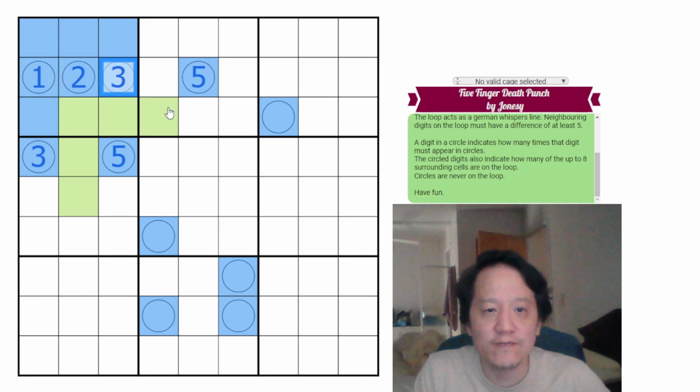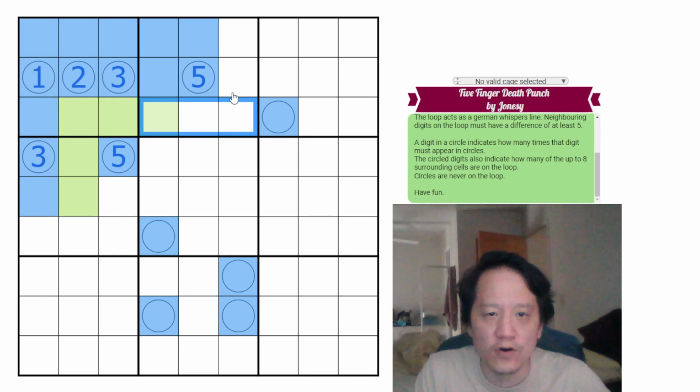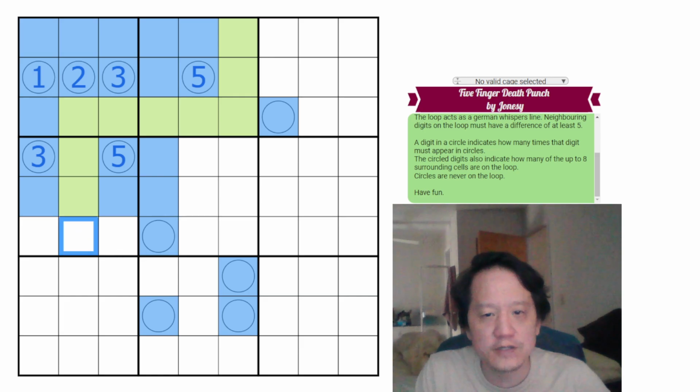So this 3 means none of these are in the loop. And this 3 means this can't be on the loop. This has 5, and it can never enter here. So that means all of these have to be on the loop. This is 5, so none of these 3 can be on the loop. So this has to go here.